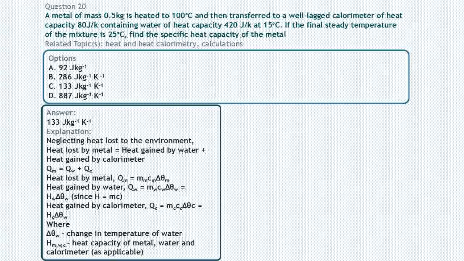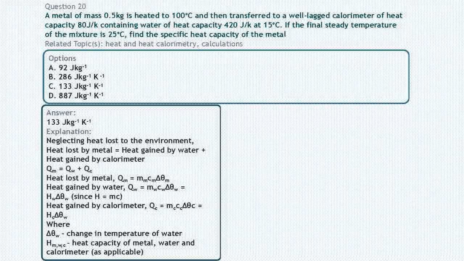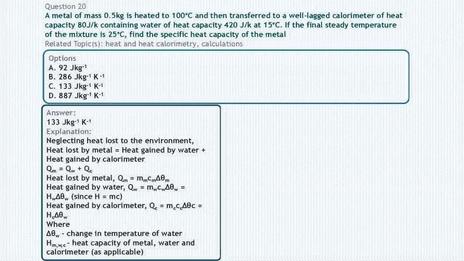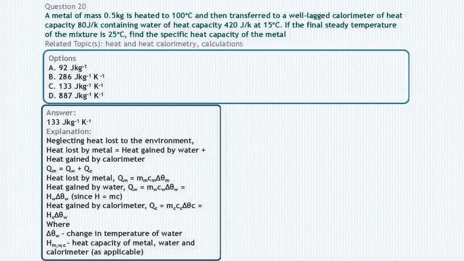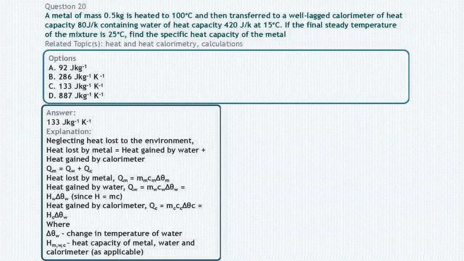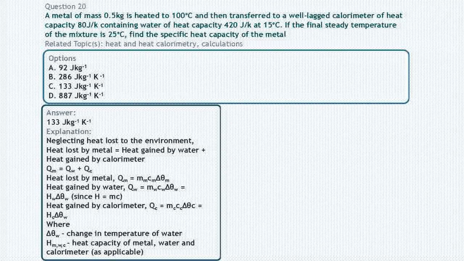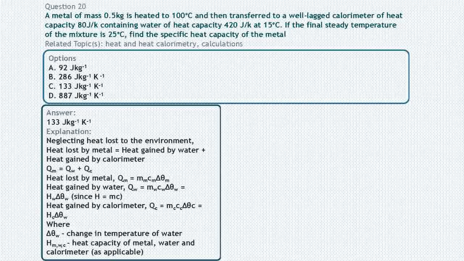The quantity of heat Q is equal to mc delta theta. So for the metal, it will be mm cm delta theta m. Here mm means the mass of the metal, cm means the specific heat capacity of the metal, and delta theta m means the change in temperature of the metal. For the water, we are going to have mw cw delta theta w. Now instead of using mc, we are going to use H, because H is equal to mc. So instead of mm cm, we just use Hm, and instead of mw cw, we can use Hw.